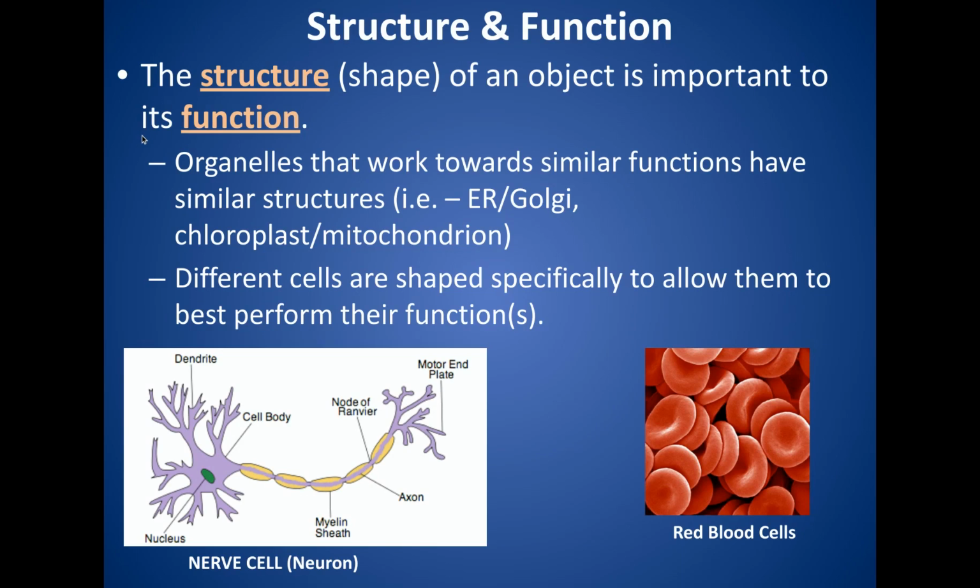In cells, it's the same way. Organelles that work towards similar functions have similar shapes. So the ER and the Golgi, they look very, very similar because they're helping proteins move around the cell in those vesicles. Chloroplasts and mitochondria, they look very similar. They're both involved in transforming some type of energy into another. Chloroplast transforms light energy into sugar, and mitochondria transfers the energy of sugar molecules into ATP molecules.